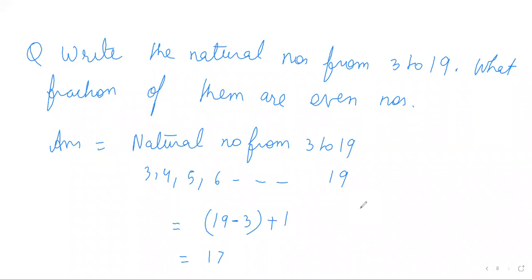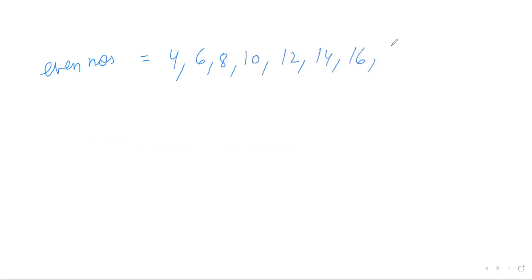Ma'am, we have to count 3 and 19 also. Yeah, we need to count 3 and 19 also because they are also natural numbers. Okay, ma'am, I did not count them. Out of this number, what are even numbers? It starts from 4 because 3 is odd. Yes, ma'am. 4, 6, 8, 10, 12, 14, 16 and 18. 19 is again odd.